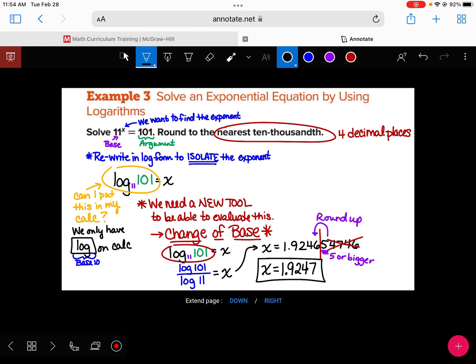Let's try that change of base thing again. I want you guys to try it on your own. Go back and look at example 4.